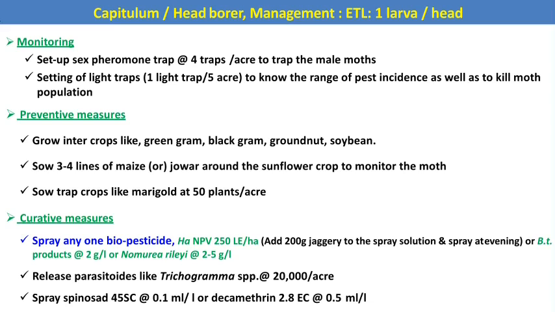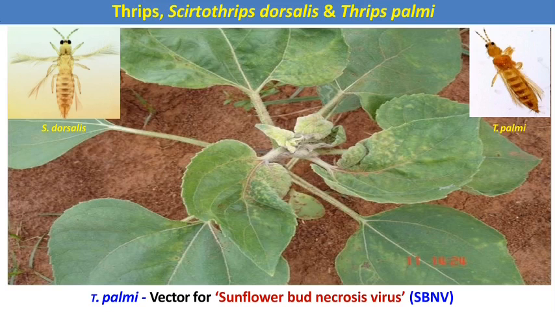Then next, that is the biopesticides: HaNPV, Helicoverpa armigera nuclear polyhedrosis virus, BT, Bacillus thuringiensis, and Nomuraea rileyi. These are the biopesticides. They are very effective against Helicoverpa armigera. Then Trichogramma. This is one of the effective laboratory-based egg parasitoids mostly used against Lepidopteran insects. Then spinosad and deltamethrin are the recommended insecticides in sunflower crops against the capitulum or head borer.